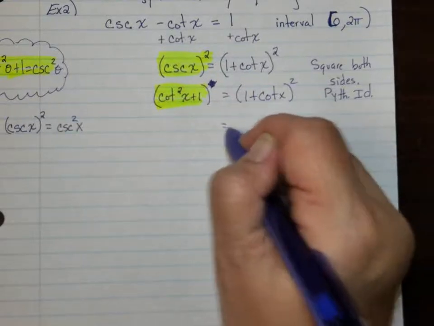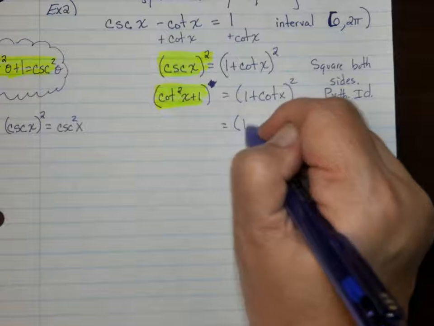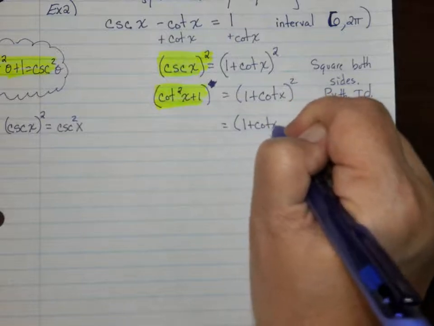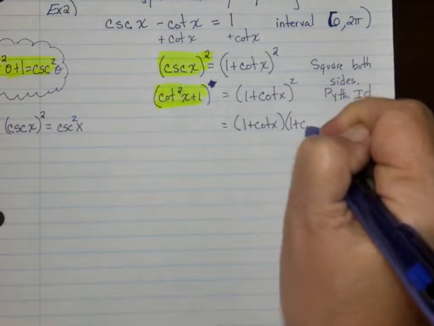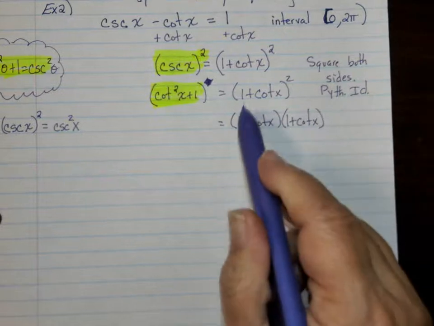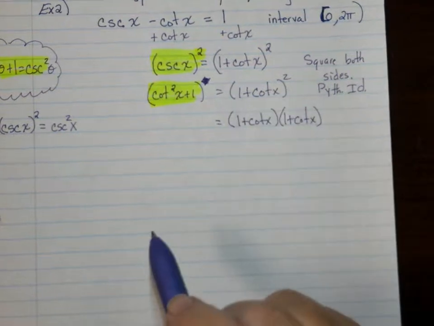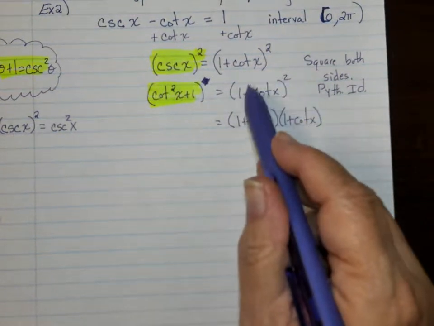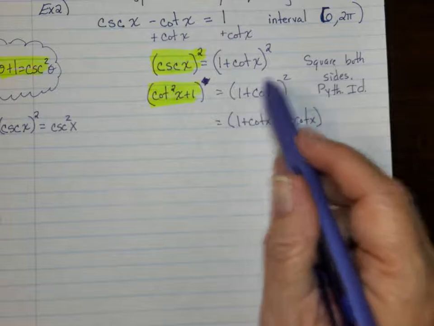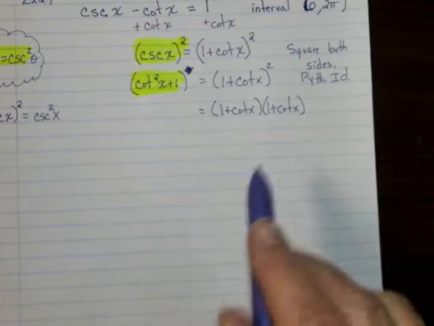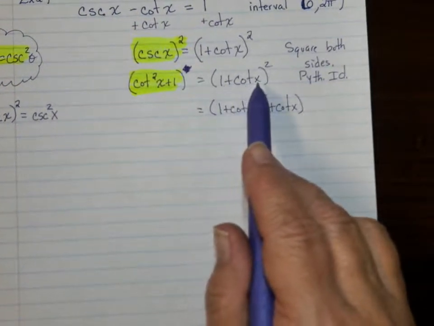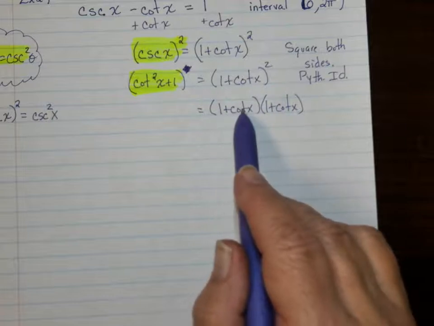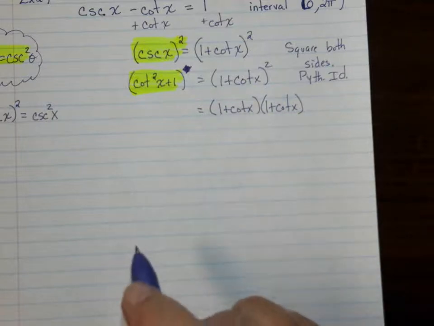Alright, so now I need to take my right-hand side and I need to square it, and I want to caution you that you do not just square the 1 and then square the cotangent, right? That is mathematically wrong. You can't just distribute that little 2. The quantity 1 plus cotangent x means 1 plus cotangent x times another 1 plus cotangent x.